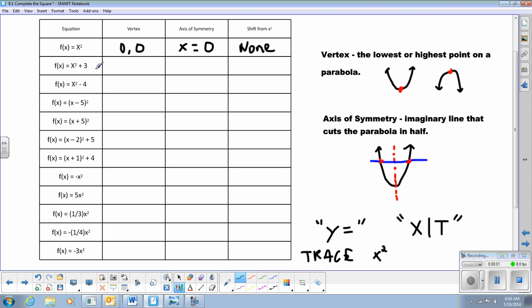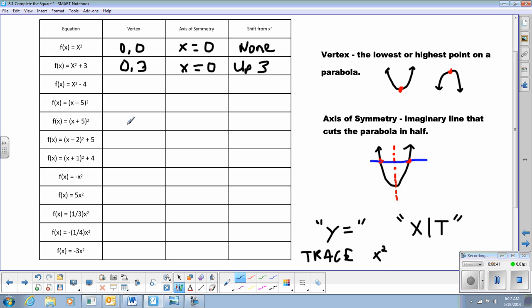The vertex has changed. So if we press the trace key and now use the up arrow, that will take you to the vertex of the new graph, because this graph is up above it. On the bottom of the screen, I'm looking for my vertex. That's at 0, comma 3. And where is my axis of symmetry? It is the same as x squared. It's x equals 0. What is my shift? My shift is that the parabola went up 3.